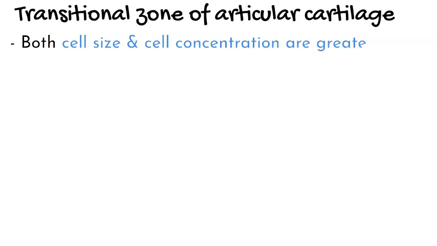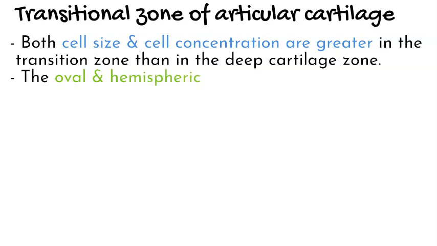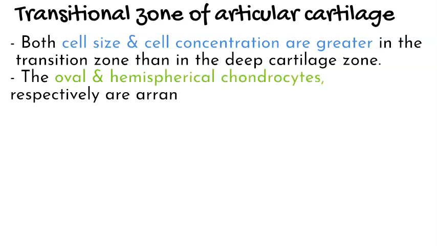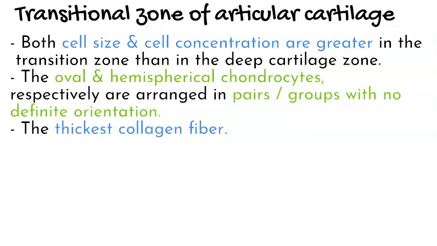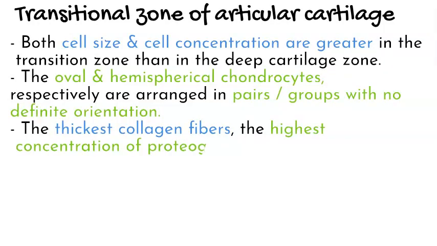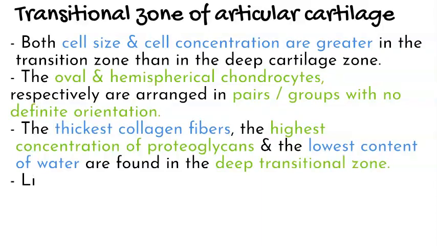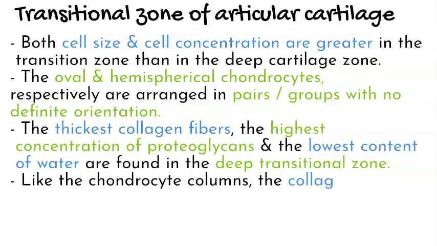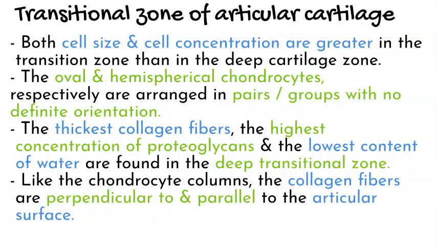Both cell size and cell concentration are higher in the transitional zone than in the deep cartilage zone. The oval and hemispherical chondrocytes, respectively, are arranged in pairs or groups with no definite orientation. The thickest collagen fibers, the highest concentration of proteoglycans, and the lowest content of water are found in the deep zone. Like the chondrocyte columns, the collagen fibers are perpendicular to the articular surface.